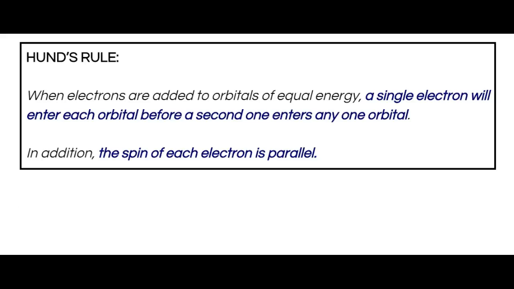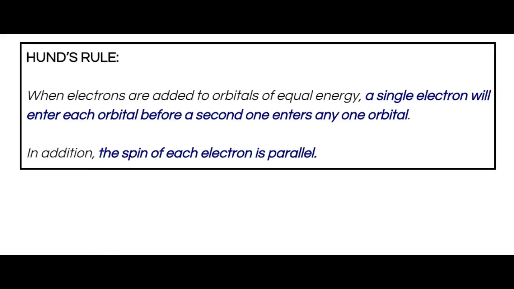Well, this is where Hund's Rule comes in. Hund's Rule states that when electrons are added to orbitals of equal energy, like what we just saw with the 2px, the 2py, and the 2pz, a single electron will enter each orbital before a second one enters any one orbital. Okay, so that's the first part.